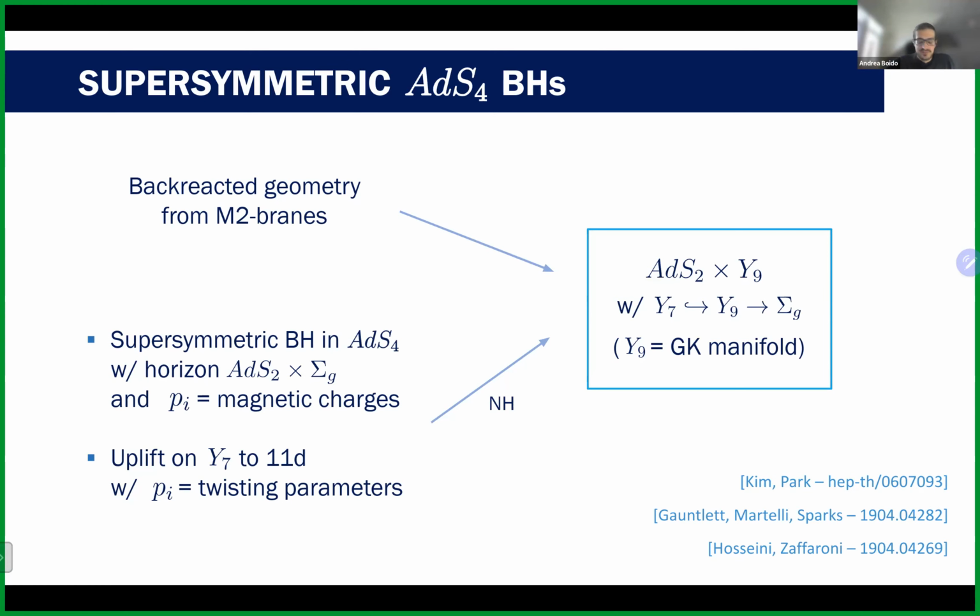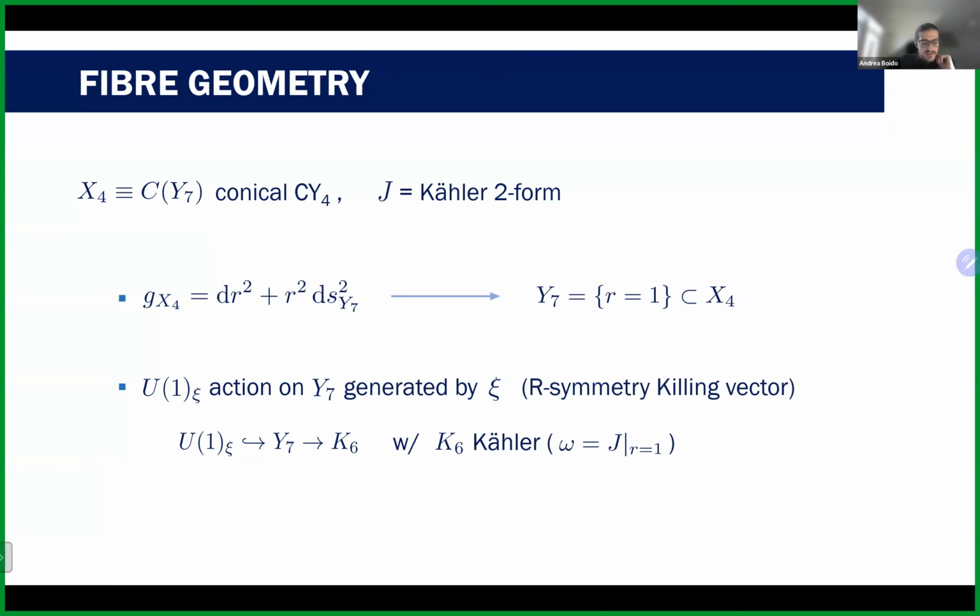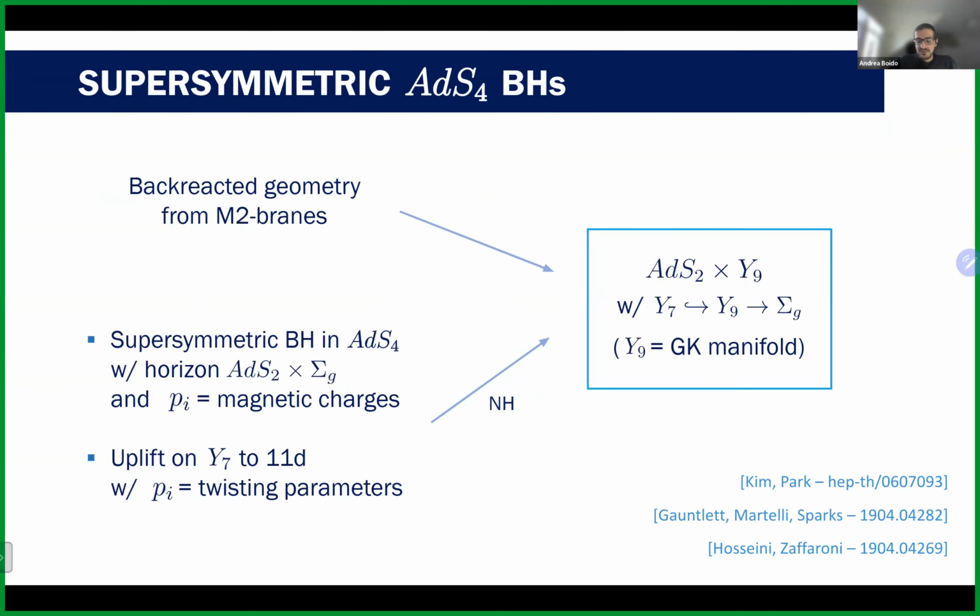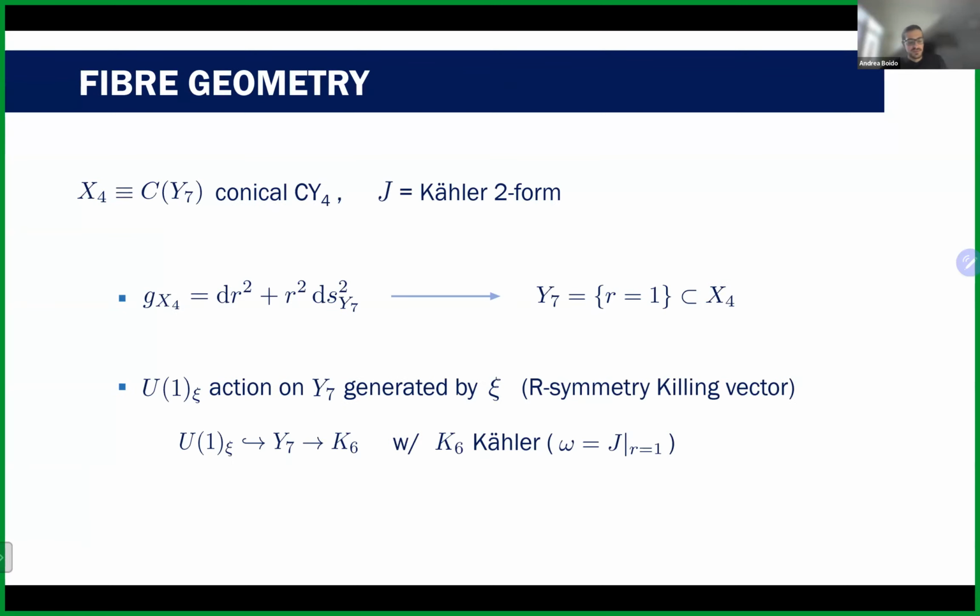The near horizon of these black holes will be precisely the same thing I told you before, so AdS2 cross Y9. That's why I'm saying that we are going to consider the black hole geometries. This fibration structure is pretty important if you want to match the partition function with the entropy of the black hole. But for what we are interested in this talk, we essentially care about the fiber, not the whole geometry. So let me tell you a bit more about the fiber.